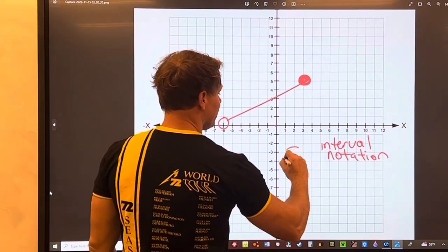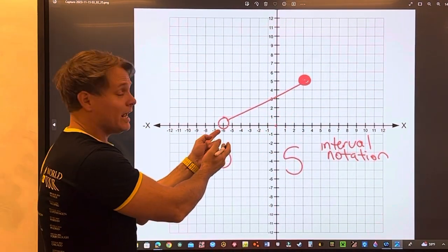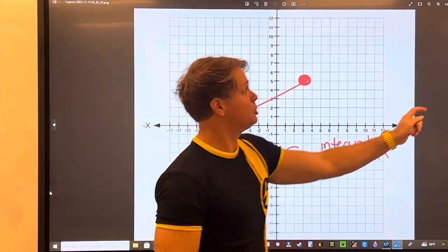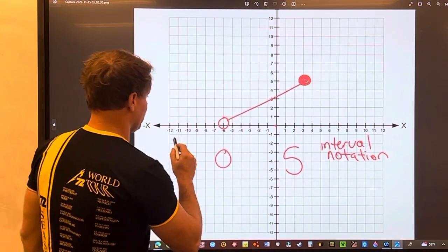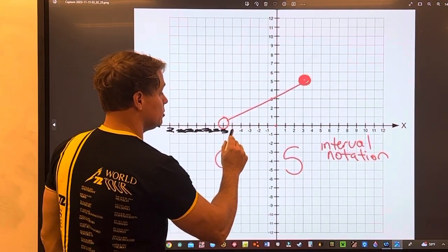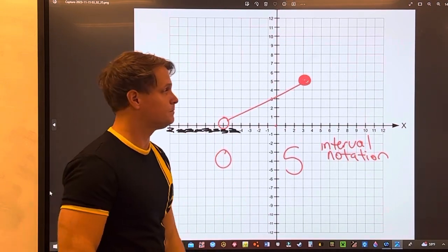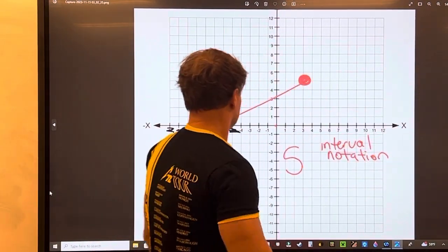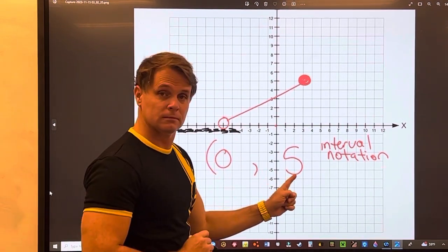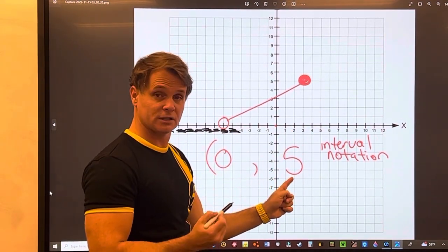Now I don't want you to think that, well, what about the -6? Don't worry about the -6. You're not worrying about the numbers on the x-axis. So you don't need to include the number -6. Now this is an open circle, it's got a parentheses. This is a closed circle, this is going to have a bracket.